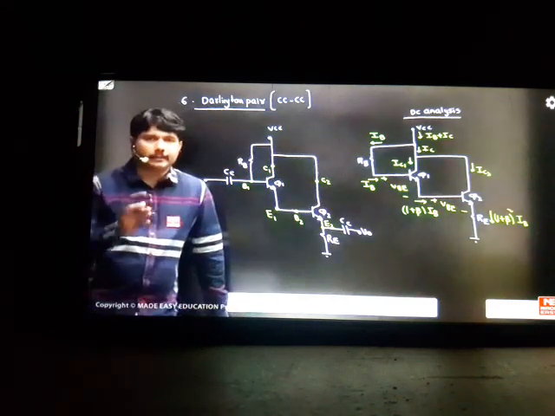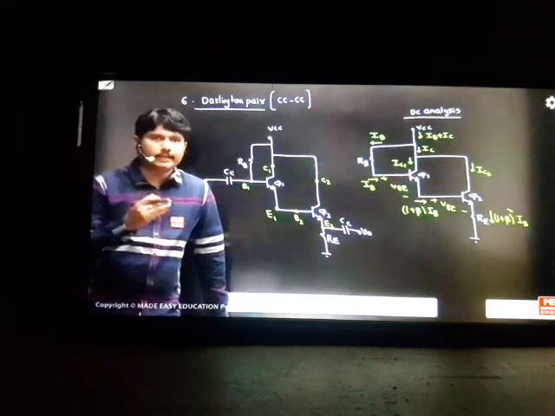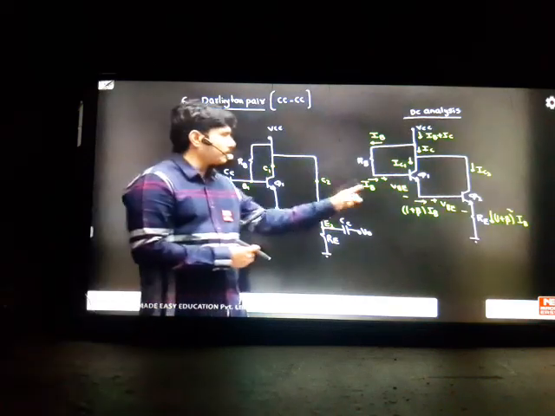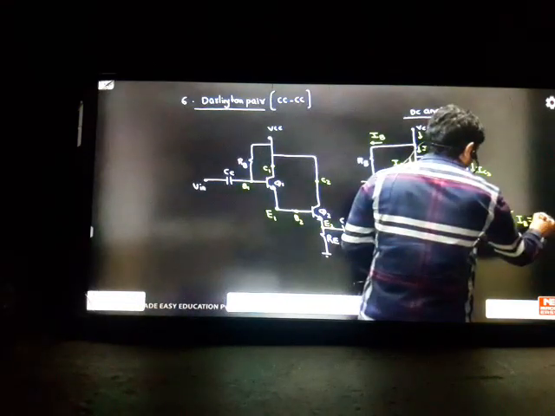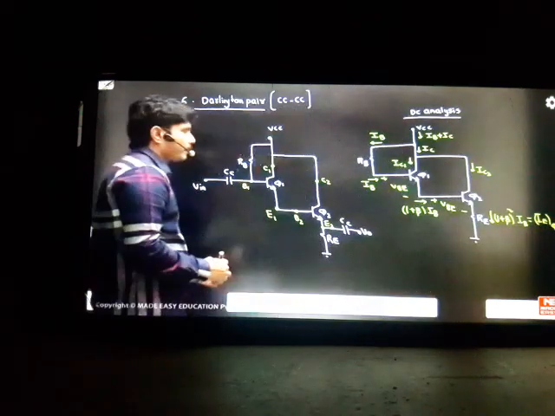First you got (1 plus beta) IB when transferring from base to emitter. Again you have gone to one more emitter, and it became (1 plus beta) square times IB. This is the way you first have to understand the current movements. So this only we call the operating current. This we can take as your IEQ. You have to solve this current IEQ in the problem, the operating current at the emitter point.